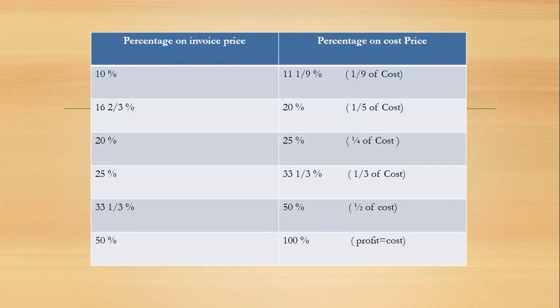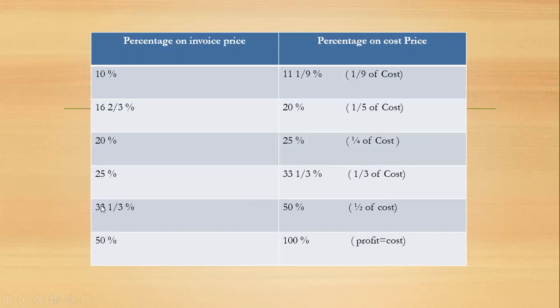It means 1/9 of cost. Same with 16 by 3%. That will be treated as 20% of cost. It means 1/5 of cost. Then if invoice price percentage is 20%, then it will be 25% on cost, means 1/4. Then if 25% of invoice price, it will be 30.1 by 3%, that is 1/3 of cost.